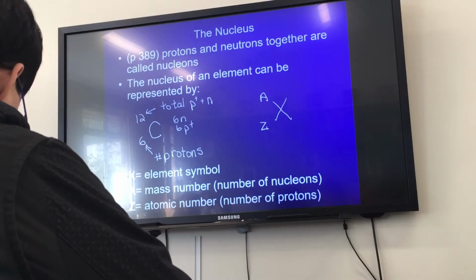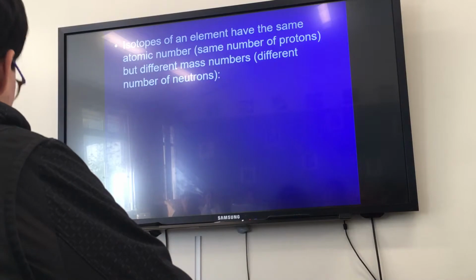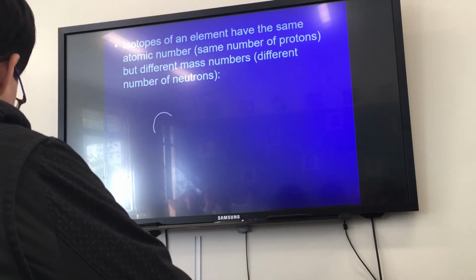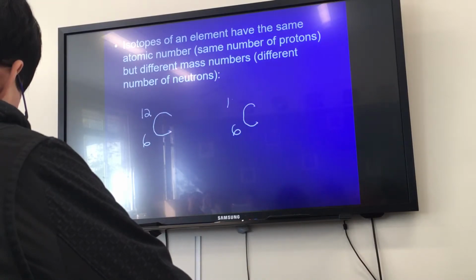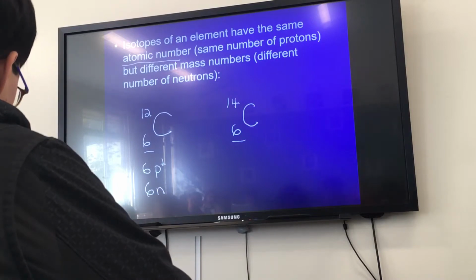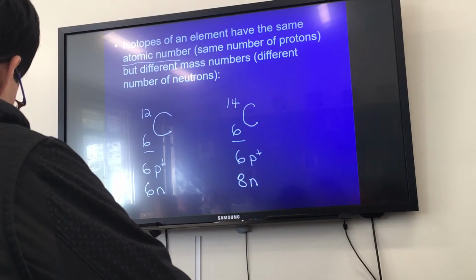Now, if we have something called an isotope, it's the same thing, carbon. It has the same atomic number, 6, so it's carbon, but it has a different number at the top. This one has 6 protons and 6 neutrons. This one has 6 protons but 8 neutrons, so it has a different number of neutrons. An isotope is the exact same element, but with a different number of neutrons.